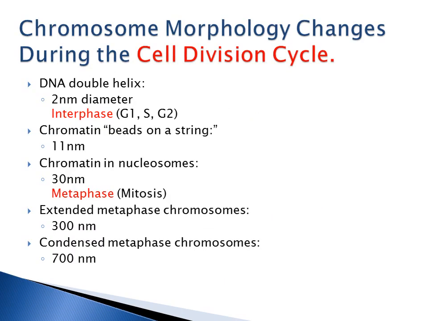So you get chromosome morphology changes during cell division. You have your DNA double helix, and changes may occur during interphase, the G1, S, and G2 phases. You get your chromatin or beads on a string that will develop. You get your chromatin in your nucleosomes, and changes are going to occur in metaphase during mitosis. You have your extended metaphase chromosomes and condensed metaphase chromosomes. So your chromosomes are constantly changing as they divide.